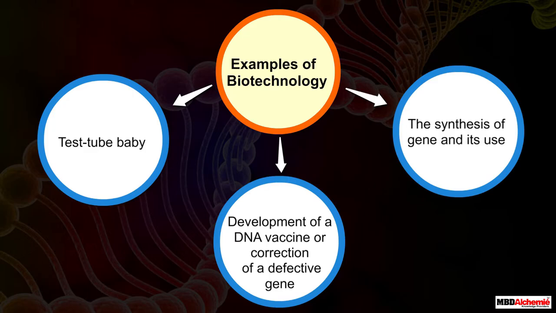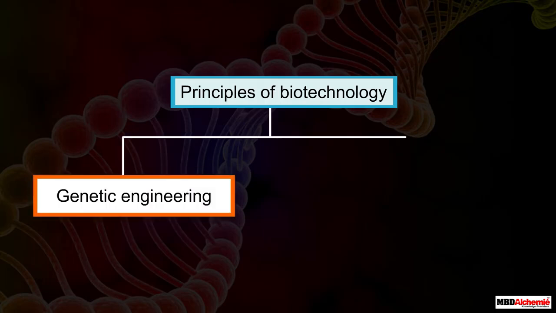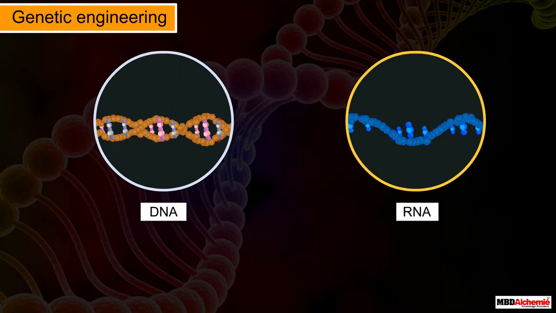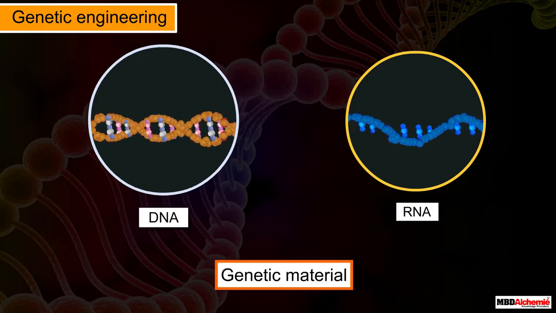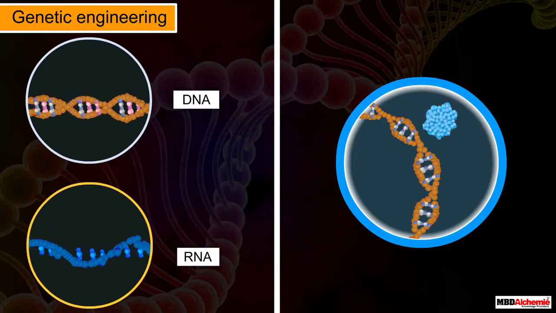It works on certain principles. Let us see what these principles are. Biotechnology mainly works on two core principles. These are genetic engineering or recombinant DNA technology and maintenance of sterile environment in the biochemical engineering process. Let's go through them one by one. Genetic engineering, as the name suggests, is working with genetic material, DNA and RNA of an organism to bring about some changes in it.